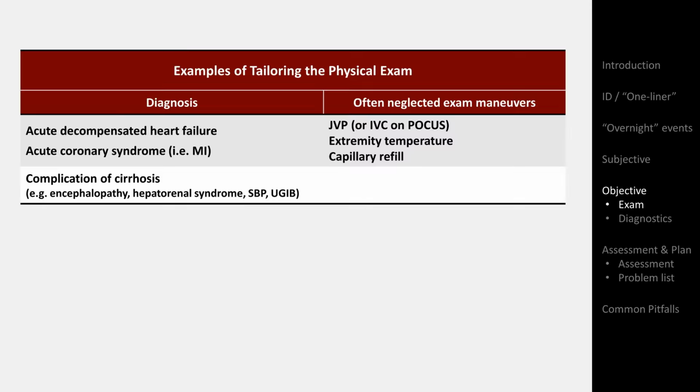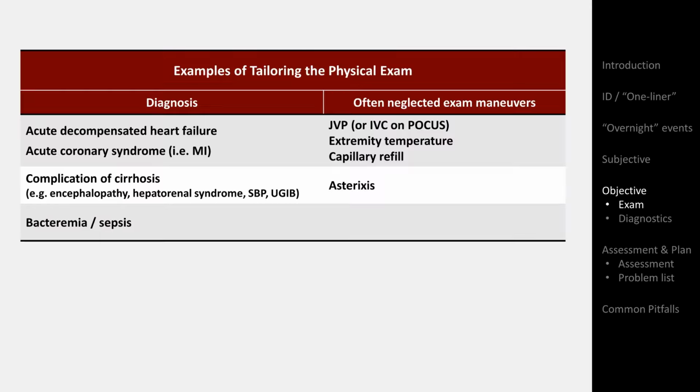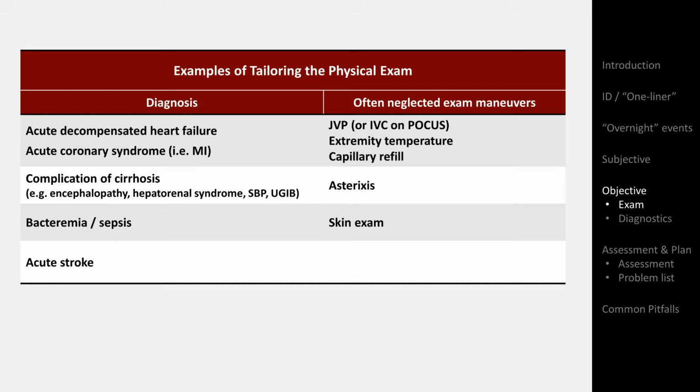For a patient presenting with a complication of decompensated cirrhosis, always check for asterixis each day, which is a sign of worsening hepatic encephalopathy. In patients with bacteremia and sepsis, a quick skin exam to look for petechiae and ecchymoses that could be a sign of a dysfunction of platelets or the coagulation cascade, which can complicate sepsis. For patients with an acute stroke, please do a daily neural exam that is more than just the pupillary reflexes and extraocular muscle testing.